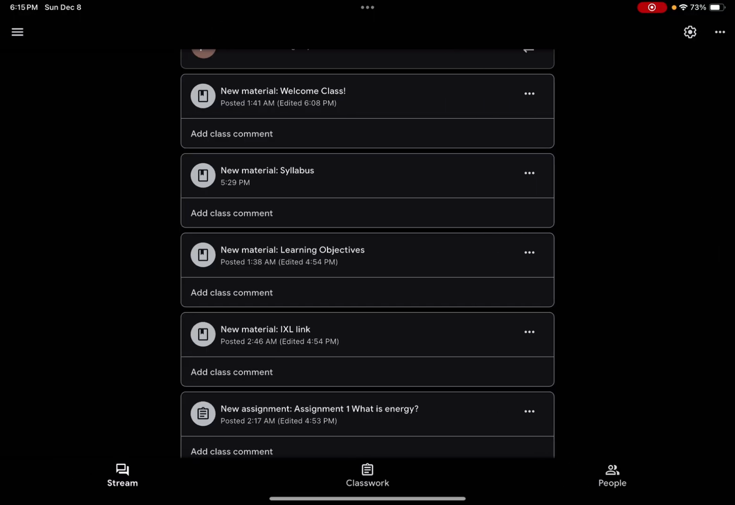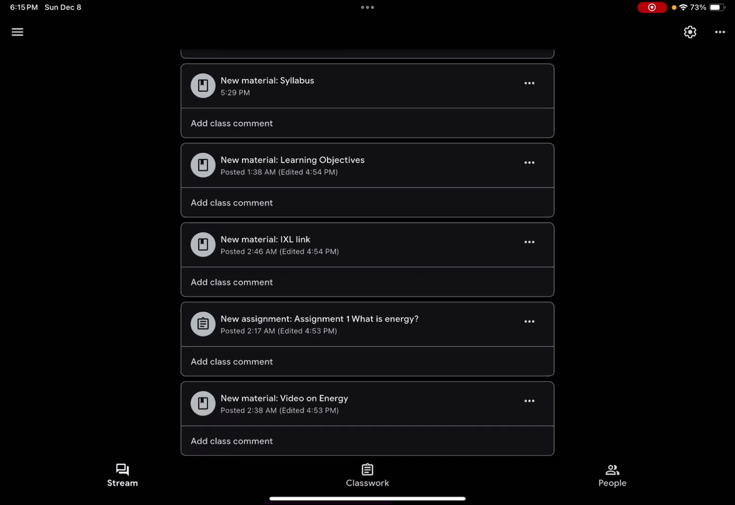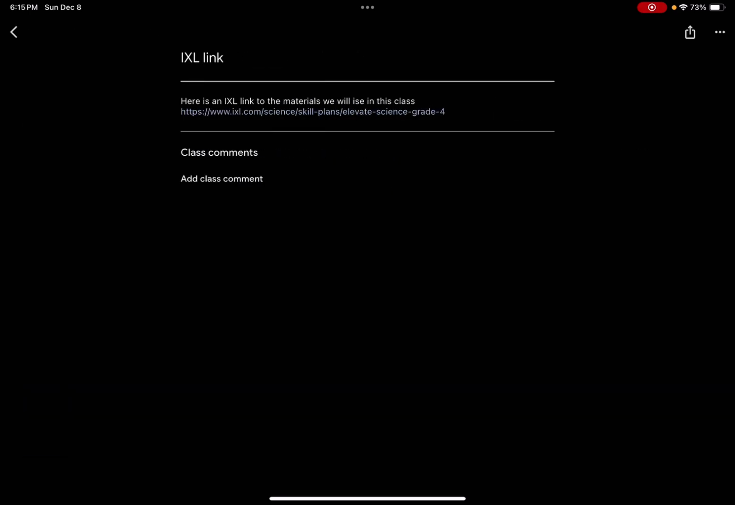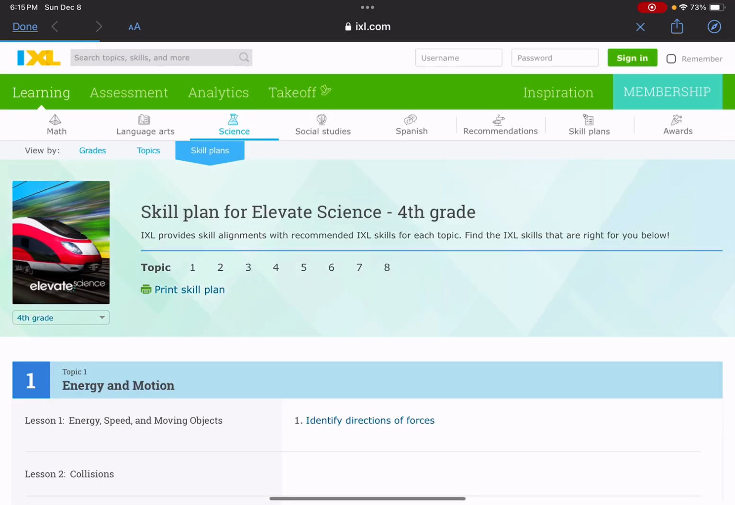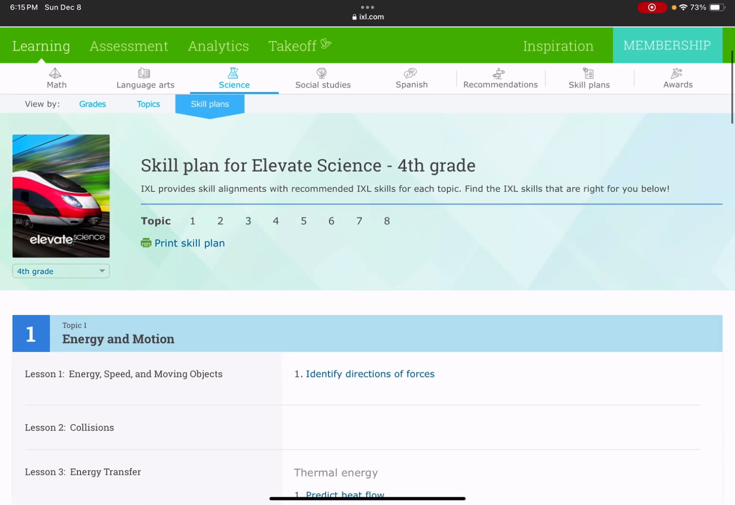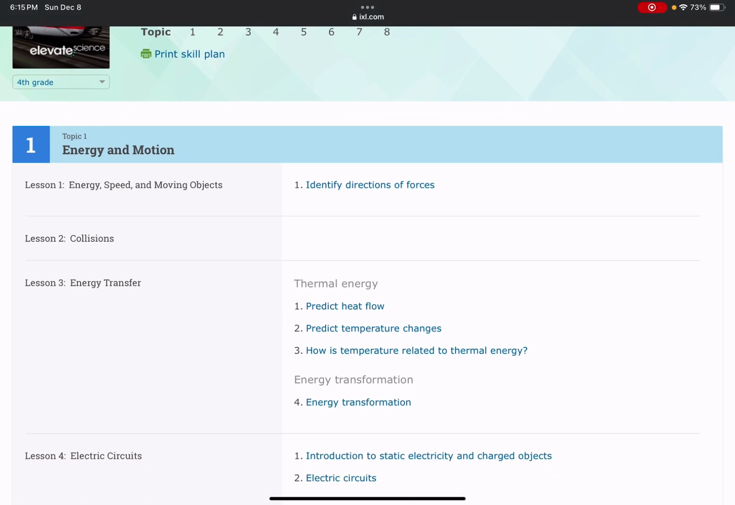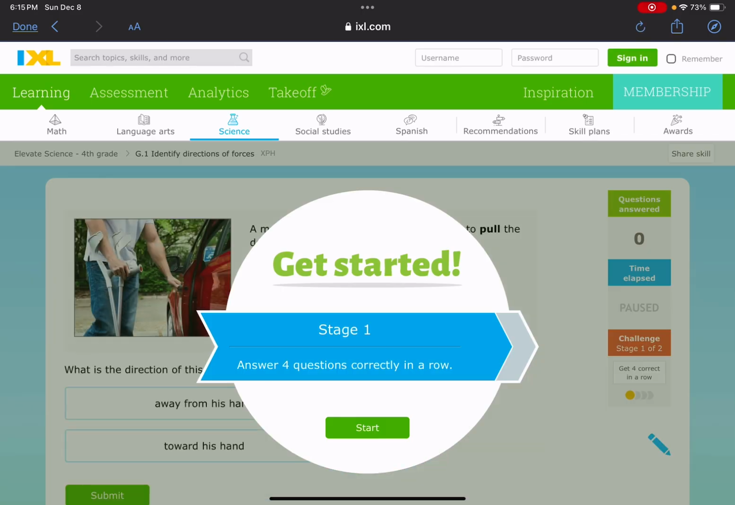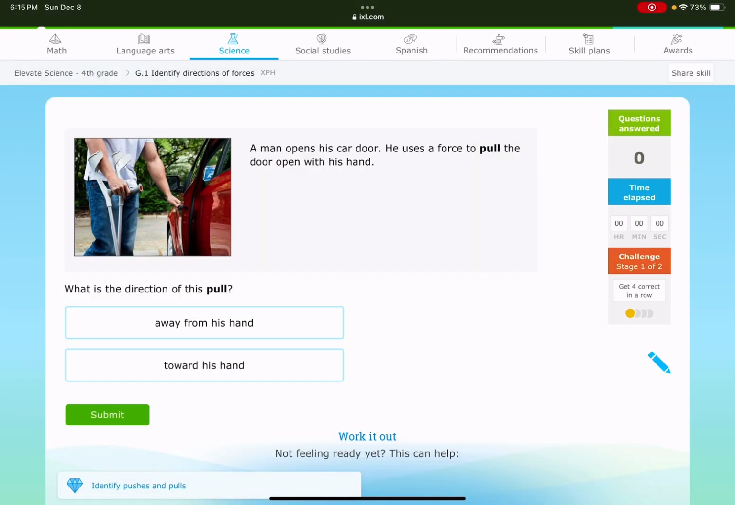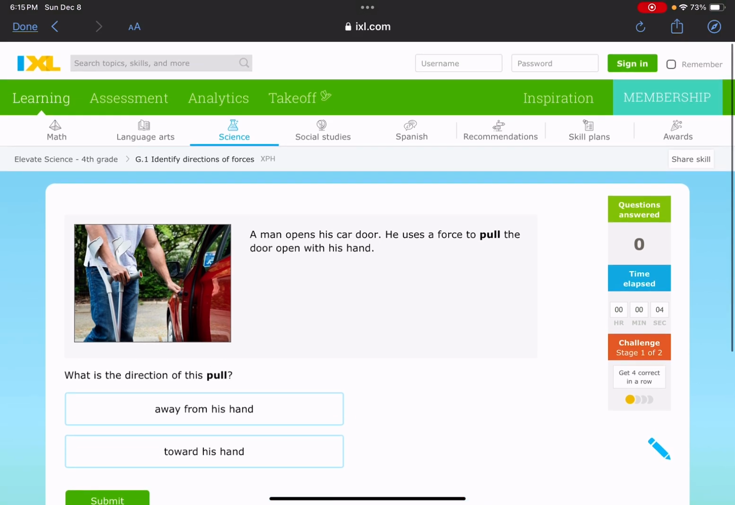Alright, so now that we have reviewed our objectives, we're going to look at some of this material. It is an IXL link that is linked to Elevate Science, and it is specific for 4th grade. So here you're going to see our topics, and under each one there's going to be individual lessons. On the left-hand side and on the right-hand side there will be links, so you will be able to click on them, and you'll be able to answer questions that will be related to how energy functions with it, okay?